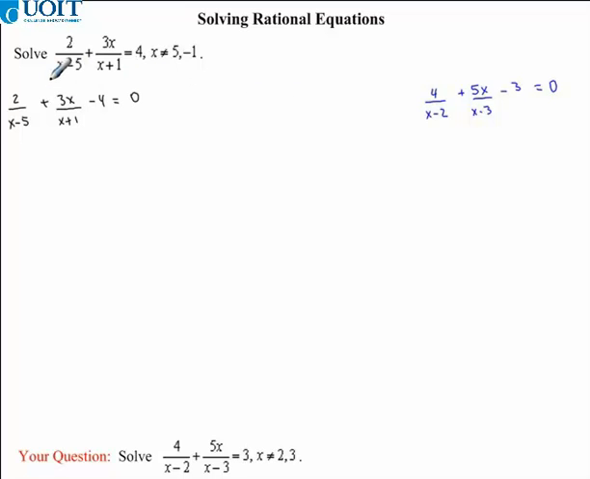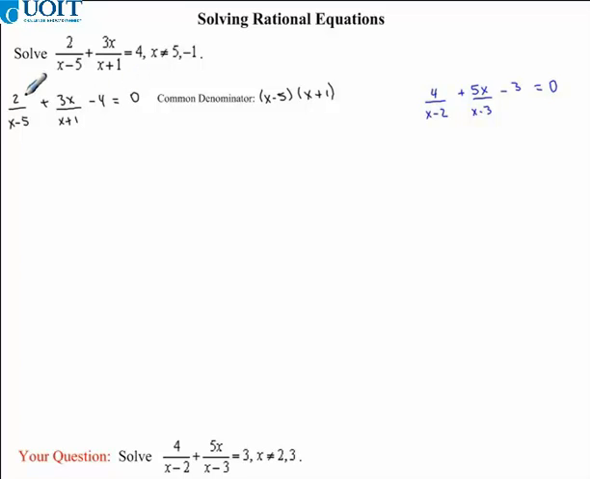Because we're adding and subtracting fractions, we need to find a common denominator. In our case, the lowest common denominator would be to simply multiply x minus 5 by x plus 1. So our common denominator would be x minus 5, in brackets because we want all of this multiplied by x plus 1. We now need to manipulate our fractions so that they will all have this denominator.